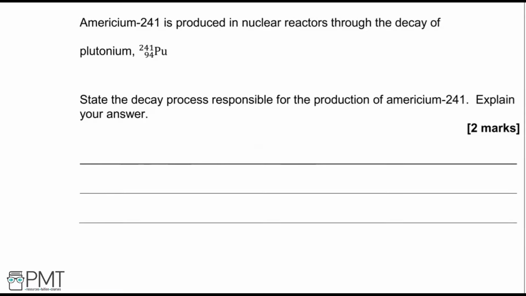For this part of the question, we can see that plutonium-241 is decaying to form americium-241. Now, in that process, we are gaining a proton, we're gaining a positive charge, and in order to balance that charge, there must have been a loss of negative charge. Gain in positivity, loss of negativity. So that tells us that it is a beta minus decay.